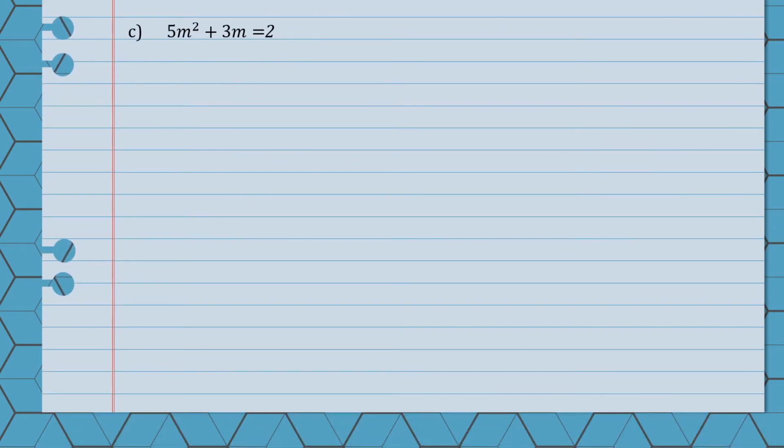For C, we have 5m squared plus 3m equals 2. Now notice we have an m squared and an m, so the equation must equal 0. Does it currently equal 0? No. So we must subtract 2 on both sides. Now since it does equal 0, we check the order. Lucky for us, it is in the correct order. So now we check. Can we solve this by factoring? Can we use the quadratic formula?